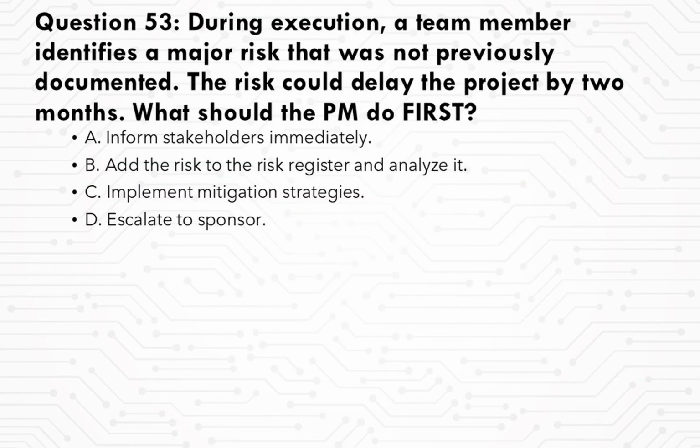Question 53. During execution, a team member identifies a major risk that was not previously documented. The risk could delay the project by 2 months. What should the PM do first? A. Inform stakeholders immediately. B. Add the risk to the risk register and analyze it. C. Implement mitigation strategies. D. Escalate to sponsor. Answer: B. Always document and assess before acting or escalating.